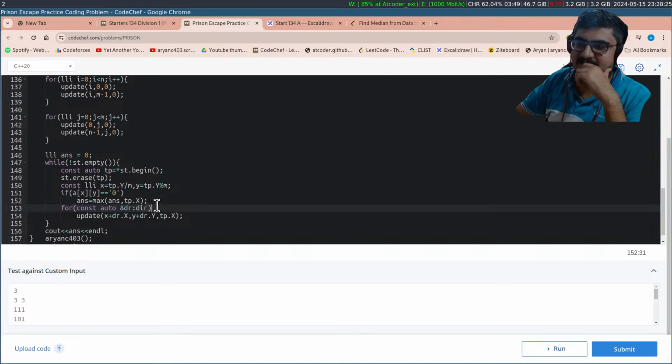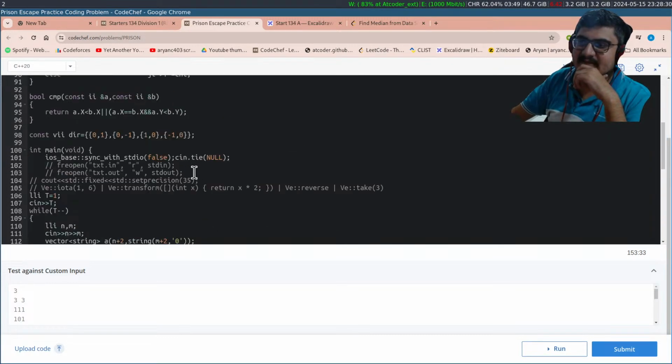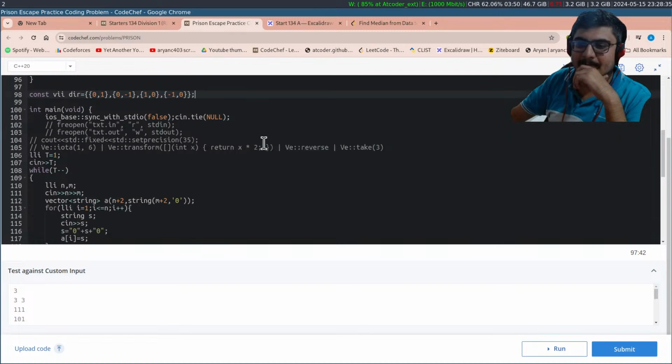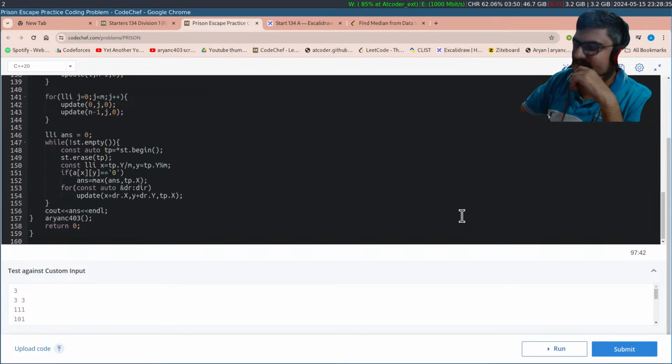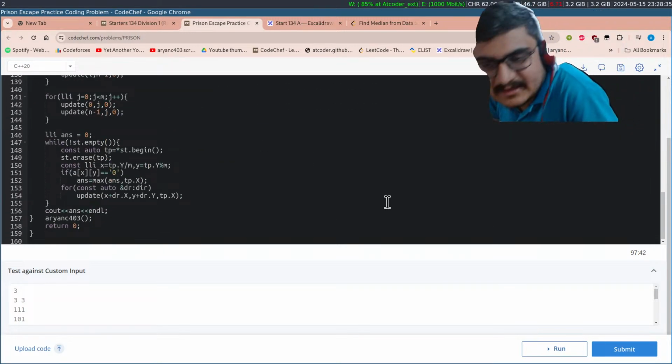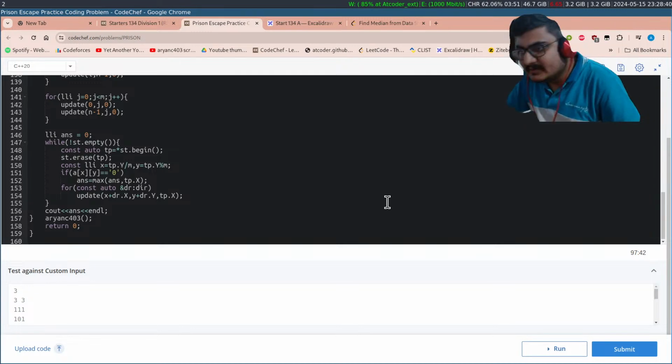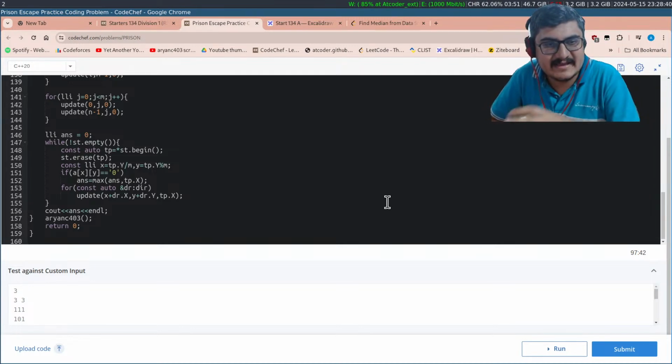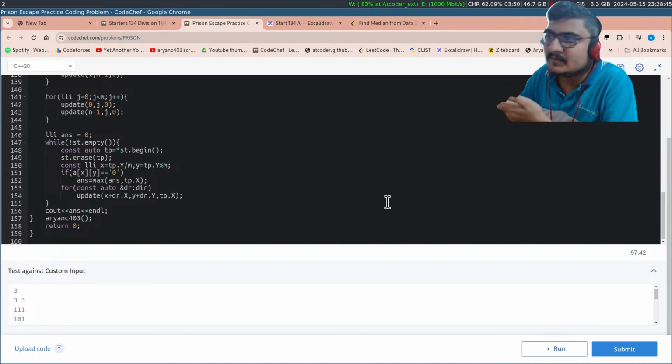And for each neighbor cell of the current cell, update the distance again. And these are the 4 directions I have. And essentially that is the solution for this problem. Any questions on this one? Overall the time complexity would be n into m into a log factor.